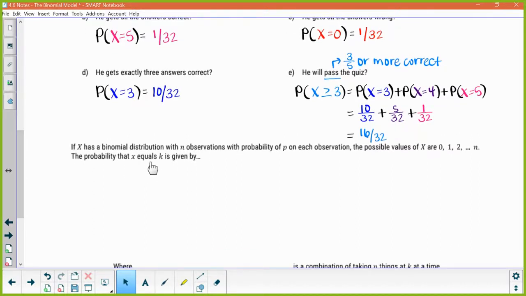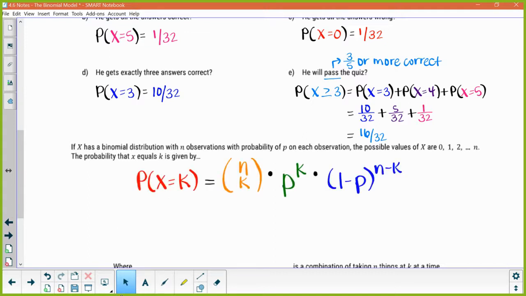If X has a binomial distribution with n observations and a probability p on each observation, the possible values of X start at 0, go up to n, which is the number of trials. So we can say that the formula, which I'm going to pull up really quick, the probability of X is equal to k is equal to n choose k, which is a combination, which we'll talk about in a second, p to the power of k, 1 minus p to the n minus k with an exponent.